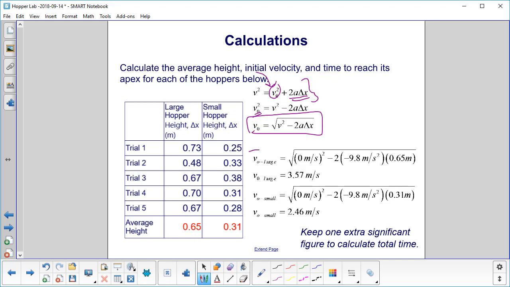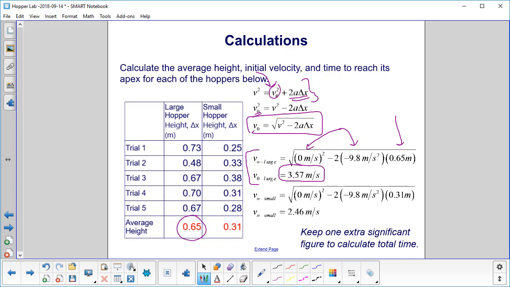So let's do the large one first. V squared, that's the velocity at the top, that'll be 0, then minus 2, and here's our acceleration. It's negative g, or negative 9.8, and the average height was 0.65. You carry out the math, and the large hopper we're calculating as 3.57 meters per second, and that's a little over 8 miles an hour.